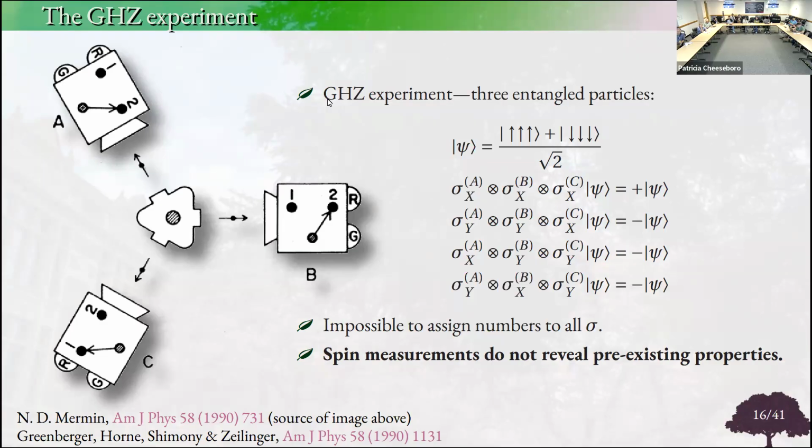Are you saying that if this hidden variable interpretation were true, they could measure a different thing? If this hidden variable theory were true, then it would not be able to reproduce all four of these conditions. Because there would need to be a number corresponding to each of these that would give you +1 equals -1. So basically, the argument is that there is no such hidden variable theory in which spin measurements reveal something that was already there.